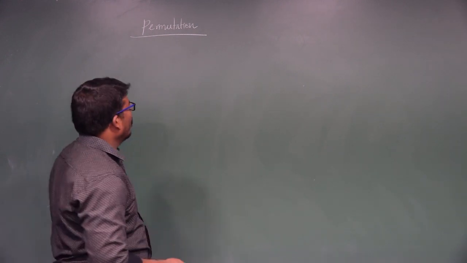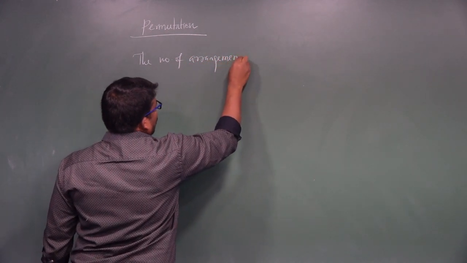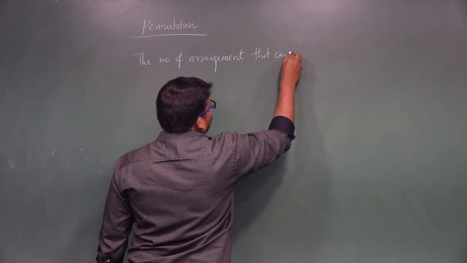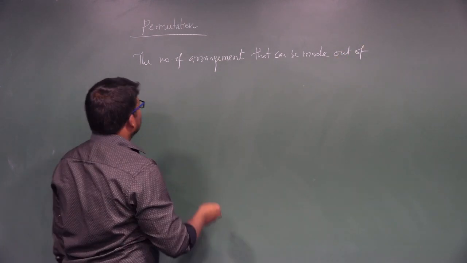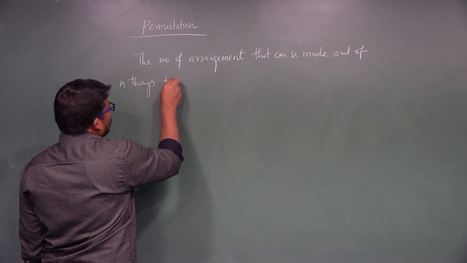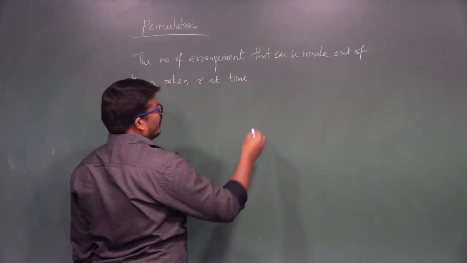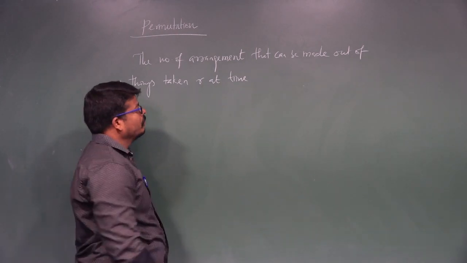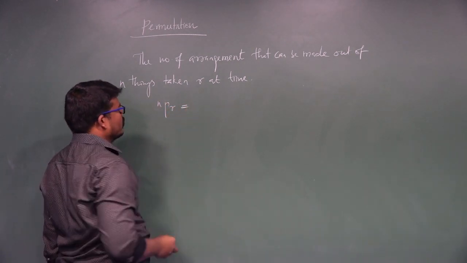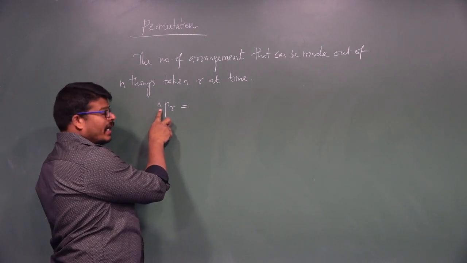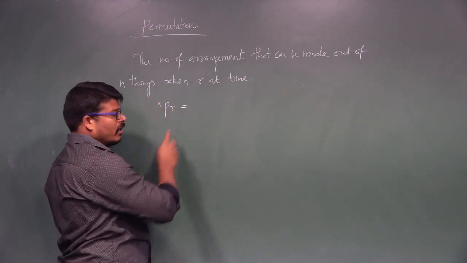The permutation is the number of arrangements that can be made out of n things taken r at a time, and it is called a permutation of n things taken r at a time, denoted by nPr, where P means permutation.